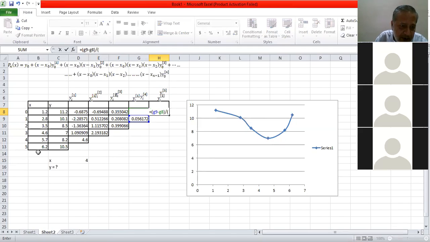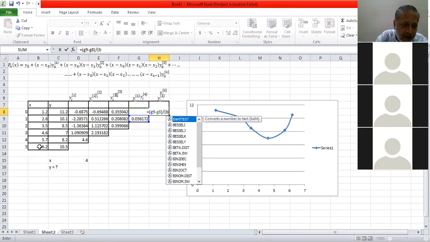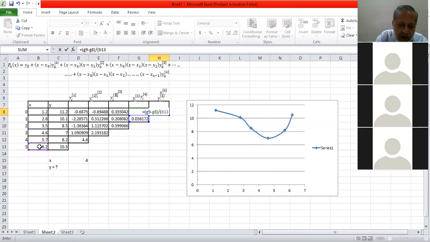फिफ्थ के लिए 6 के 6 पॉइंट इस्तेमाल हो रहे हैं, बीच के 4 छोड़ देंगे, तो लास्ट इज फ्रॉम सेल B13 minus the first value is coming from B8.